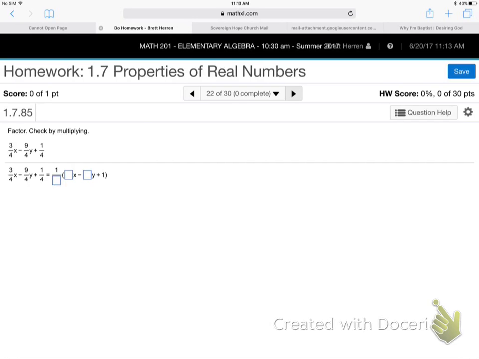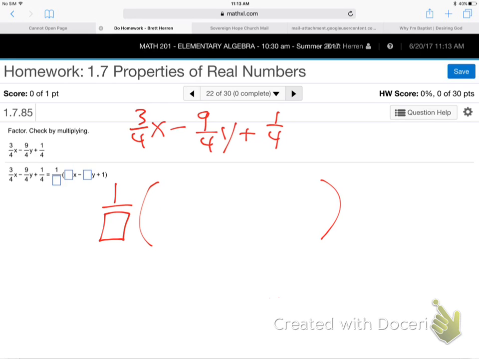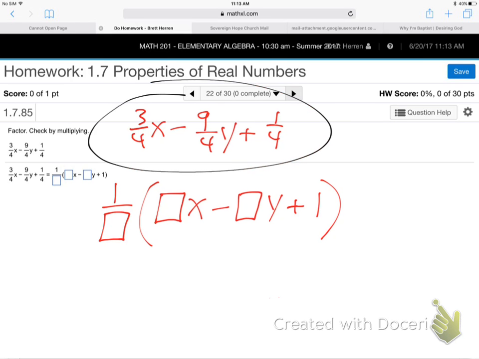So here comes a fraction. We've got 3/4 x minus 9/4 y plus 1/4, and that equals 1 over blank, in parentheses, blank x minus blank y plus 1. So they're giving us those boxes, and they want us to put in those boxes some numbers that would go back to this. We're reverse multiplying here. We're finding out what would multiply to go back.